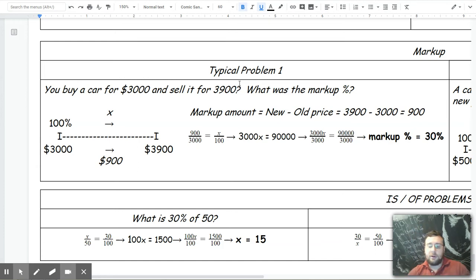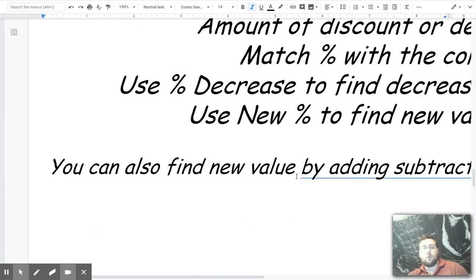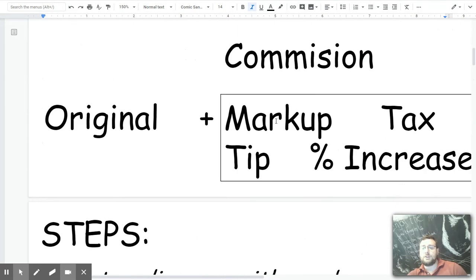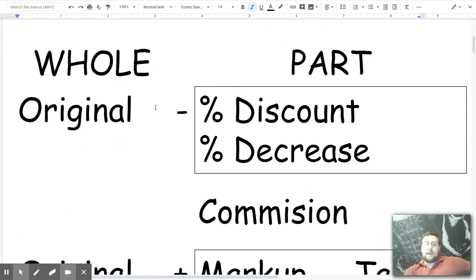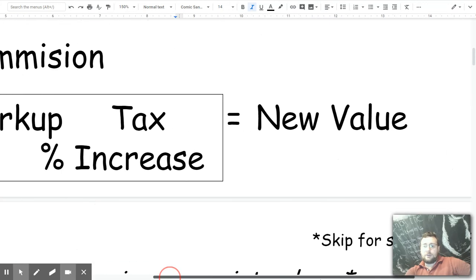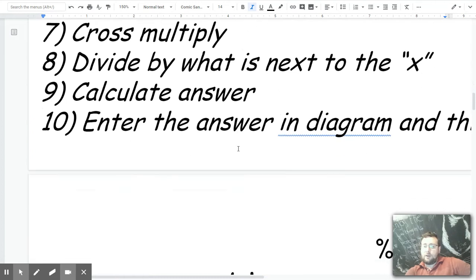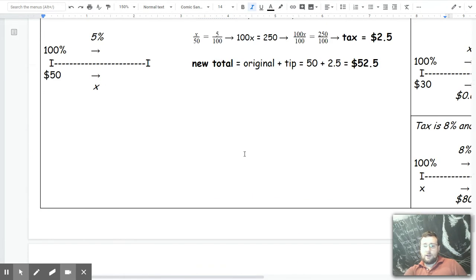If you don't remember if it's an increase or decrease problem, just check on those words. Remember, words like discount and decrease is when you're going to do a decrease problem. Words like commission, markup, tax, tip, or percent increase are going to be increase problems. When you're doing a decrease problem, you have to subtract from the original to get the new value. When you are doing an increase problem, you're going to add to the original to get your new values, right? And then there's those steps that we talked about in a video. And if you follow those steps in sequence, you're always going to make sure to do a good job.